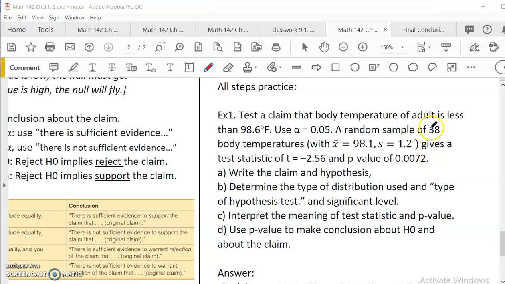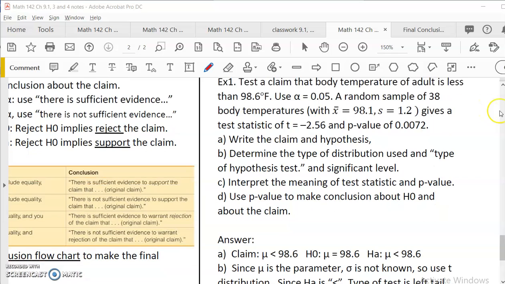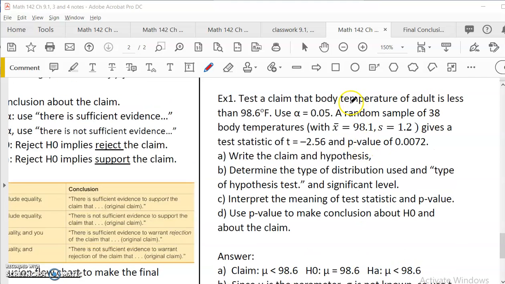So this is basically what you will see when you are doing a hypothesis test. Except in reality, you would have to sample and calculate this too, which we'll cover later. But our main focus is how to write the claim and how to make a conclusion. Okay, so the first step is to write the claim. You see that the claim is body temperature is less than 98.6. I think when they claim that, they mean the mean body temperature.